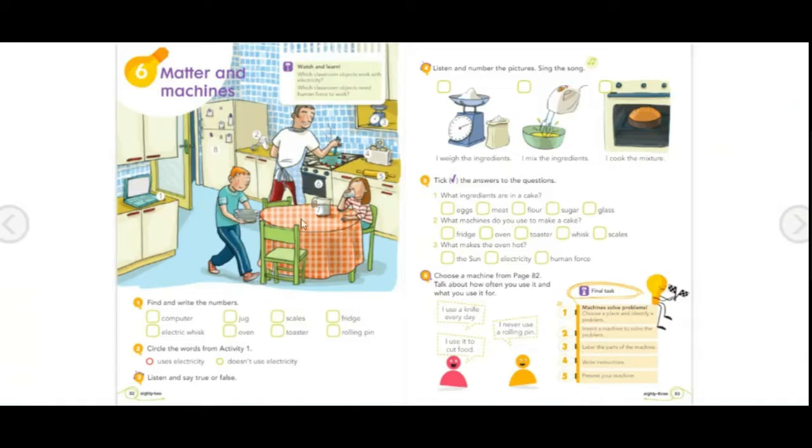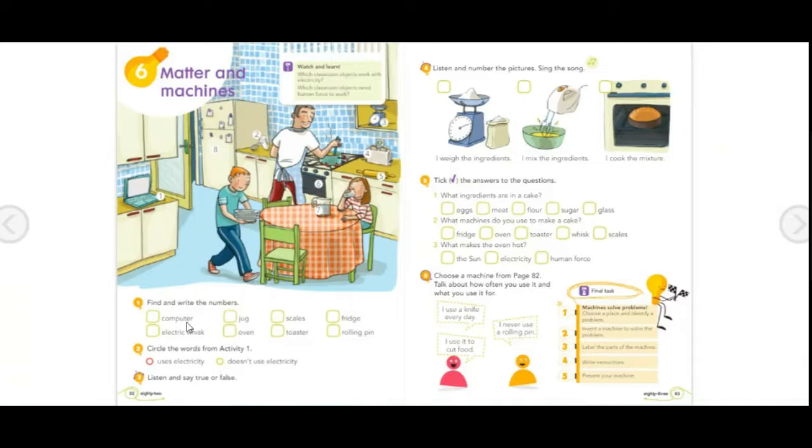The boy is laying the table. The girl is drinking a glass of water. And here in the kitchen, we can find some numbers from 1 to 8. They are pointing to some machines. Some of them work with electricity, some of them don't use electricity. In activity number 1, they say find and write the numbers.